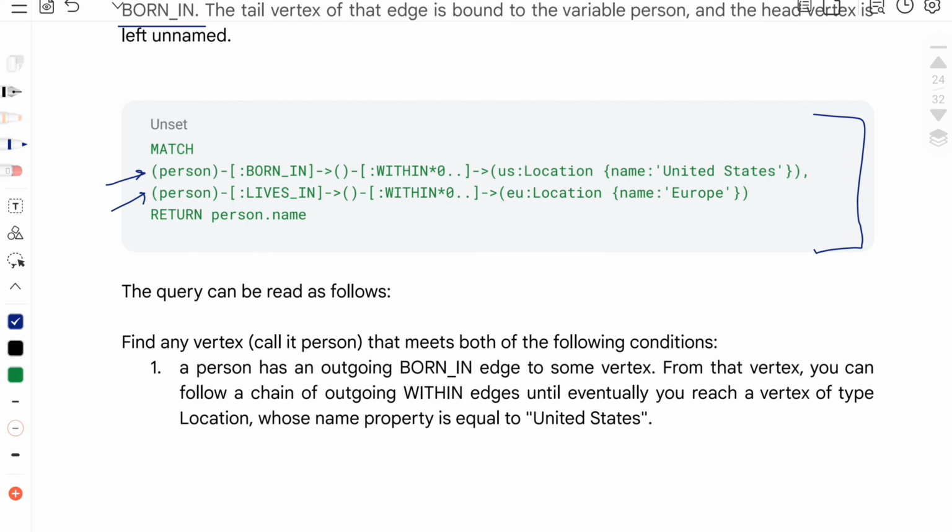Let's read out the first condition. A person has an outgoing edge, born in, to some vertex. And from that vertex, you can follow a chain of outgoing within edges until eventually you reach a vertex of type location whose name property is equal to United States. Similarly, you find a person who has an outgoing lives in edge to some vertex. And from that vertex, you can follow a chain of outgoing within edges until eventually you reach a vertex of type location whose name property is equal to Europe. And then you return the name of the person.